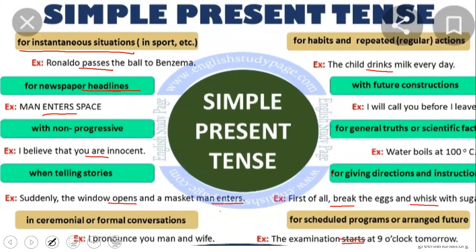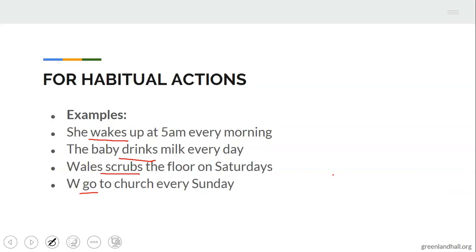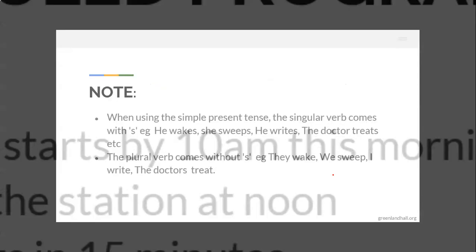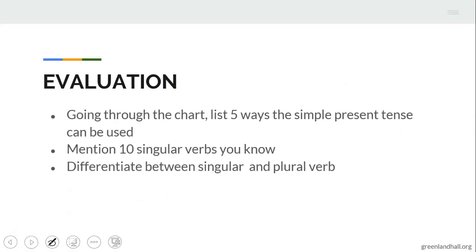Now I want 5 from the chart. Somebody will say for instantaneous situations, that's 1. For newsletter headlines, that's 2. For non-progressive, 3. When telling stories, 4. And then for habits and repeated actions, 5. Good. That's very good. Now let's have the second evaluation.